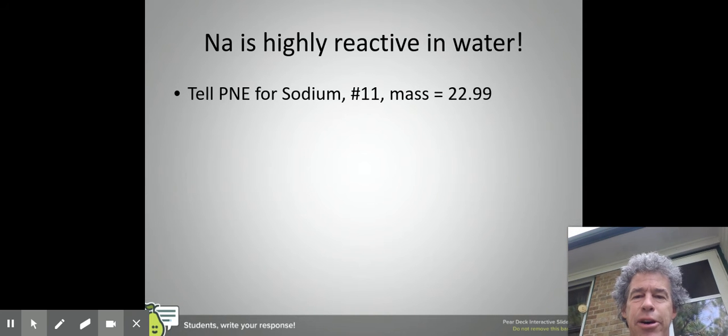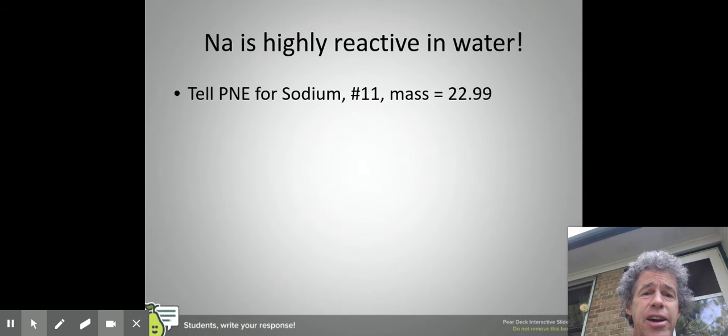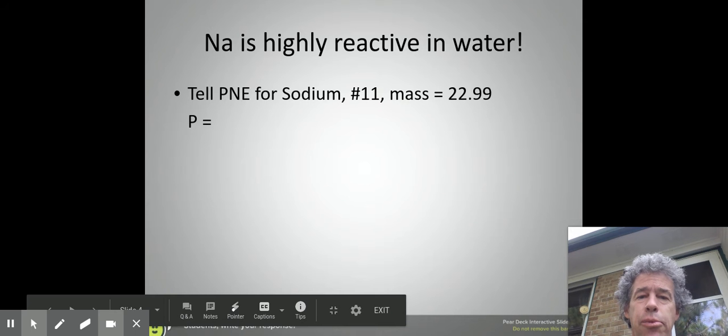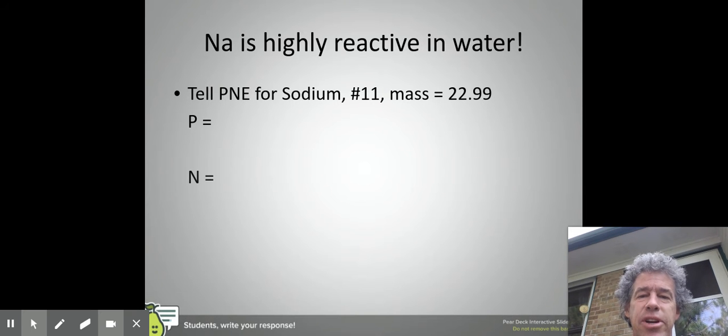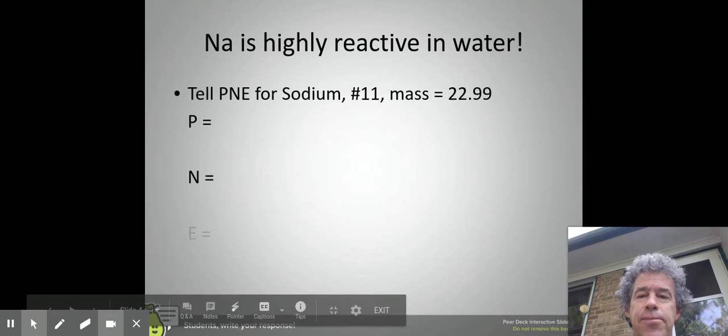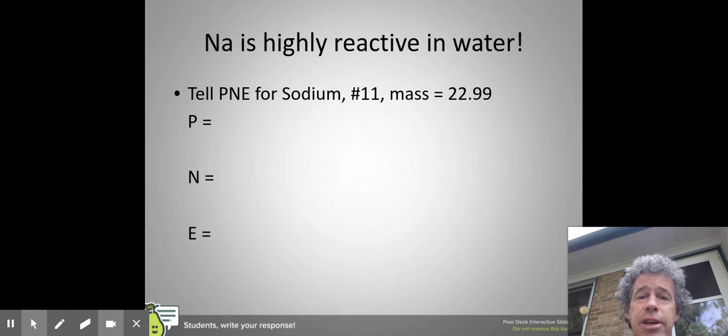If you were asked how many protons, neutrons, and electrons are in sodium, which is number 11 with a mass of 22.99, or if we round that up, 23, we get protons equals 11. Neutrons is 23 minus 11, or 12. Electrons, since this is uncharged, will be the same as the number of protons, or 11.